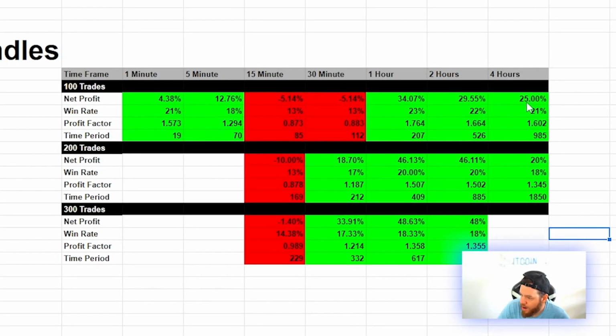And then at the 4 hour, 25% net profit at 21% win rate, 20% profit at 18% win rate after 200 trades. And we weren't able to back test it for 300 trades because the chart just didn't go back far enough. So I'm giving this strategy a 2.5 out of 5 stars.